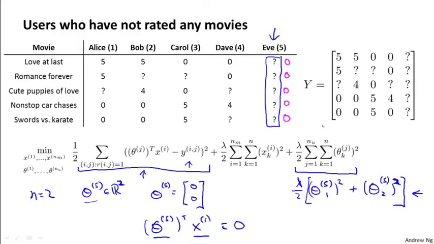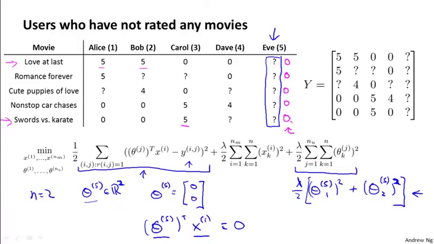But this doesn't seem very useful, does it? If you look at the different movies, Love at Last, this first movie, a couple people rated it 5 stars, and even for Swords vs. Karate, someone rated it 5 stars. So some people do like some movies. It seems kind of not useful to just predict that Eve is going to rate everything 0 stars.